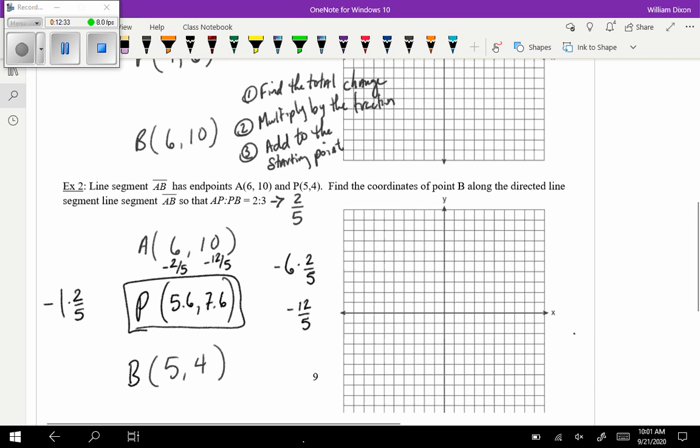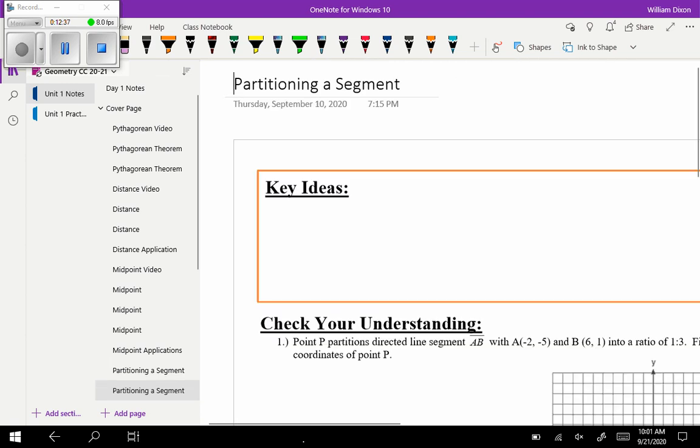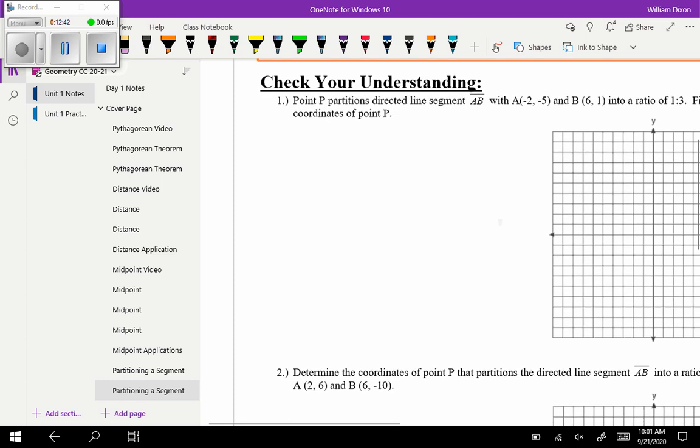All right, so what I want you to do, very important, I want you to write down some key ideas, and any method you want, I want you to do numbers 1 and 2.